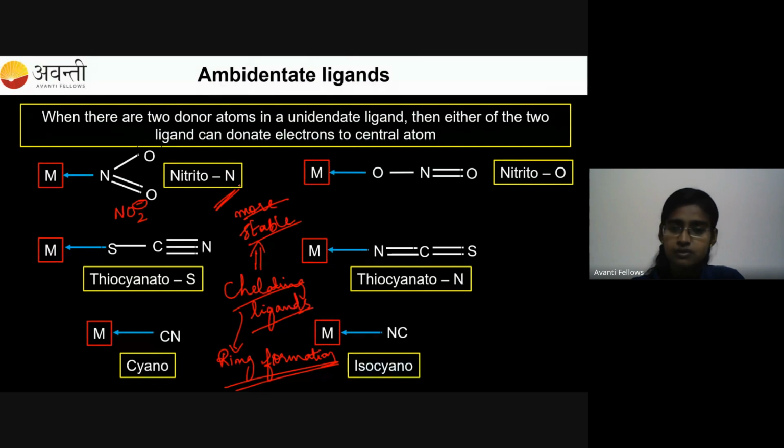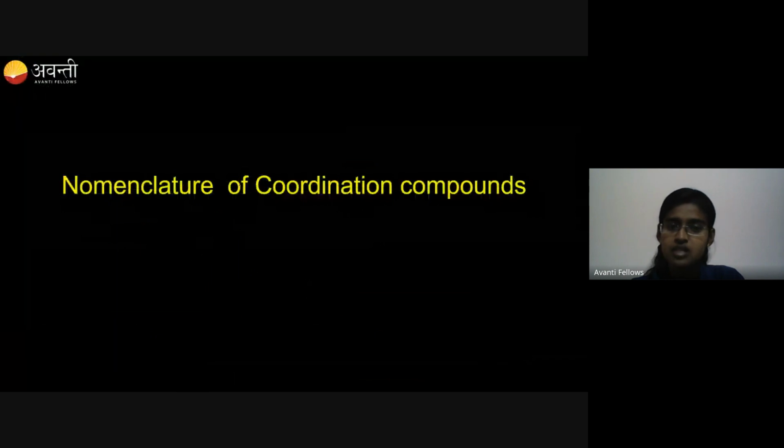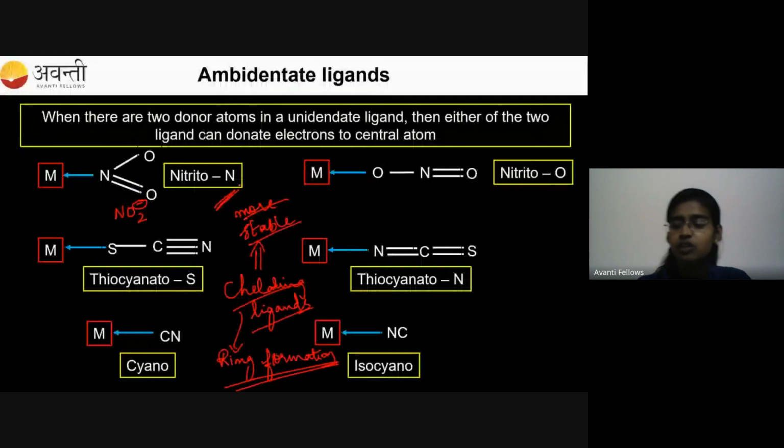Since we don't have time, I'm not moving into the nomenclature today. I'll continue it in the next class, on Monday. So the first 3 topics: the basic Werner's theory, which is the summary for today, the second is some basic terms, and the third is about the ligands and their classification.